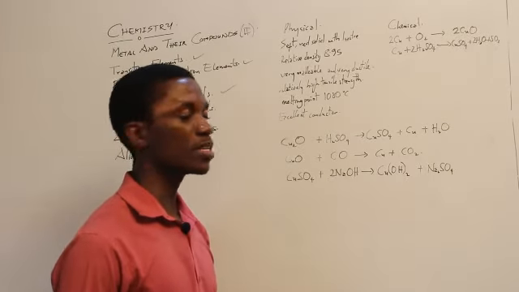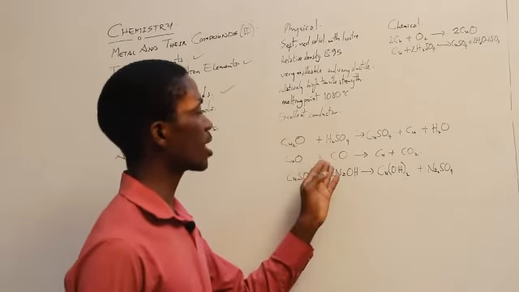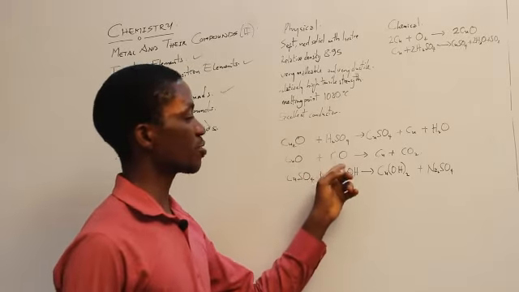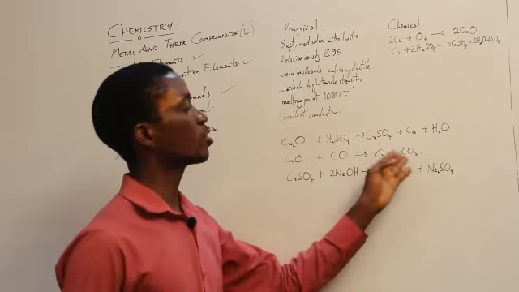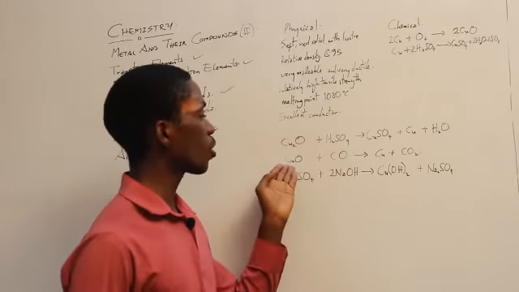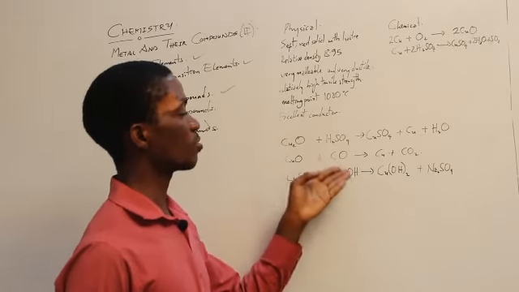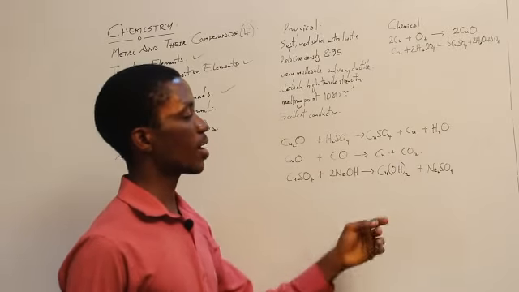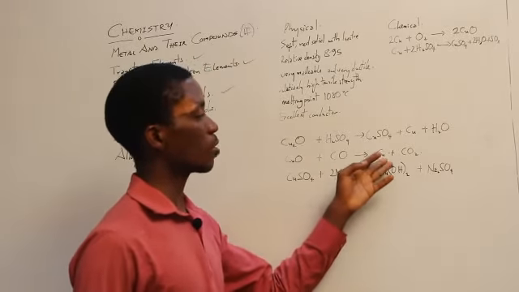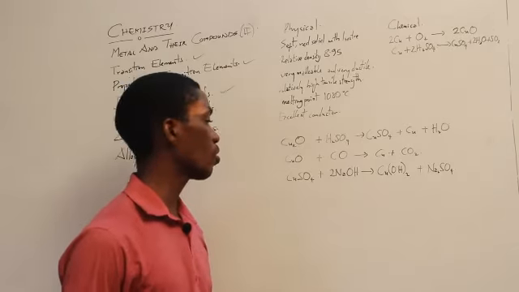Copper 2 oxide also can be displaced. The copper can be displaced even by hydrogen. If you heat copper 2 oxide in the presence of hydrogen gas, you have copper and water produced. Here we are also having copper 2 oxide reacted with carbon 2 oxide, which produces copper and liberates carbon 4 oxide.